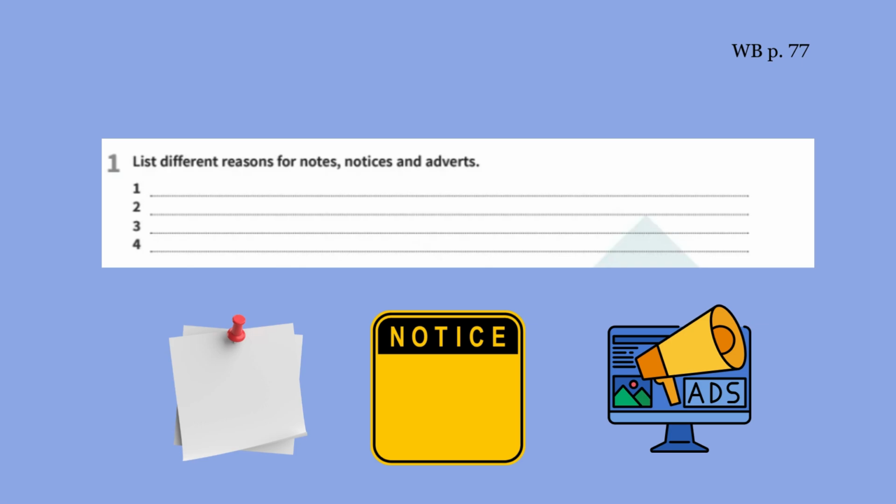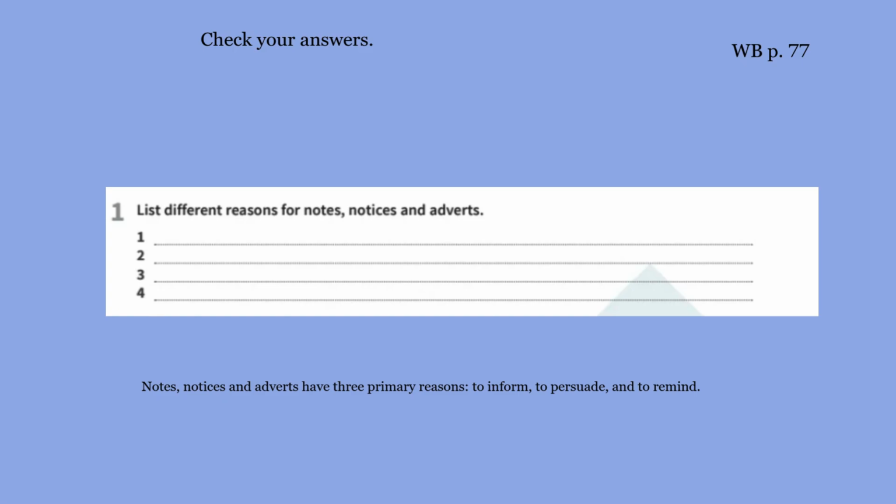Now it's time to do exercises in the workbook. Find page 77 and let's start with exercise 1. List different reasons for notes, notices, and adverts. Pause the video and give your response. Let's check your answers. Notes, notices, and adverts have 3 primary reasons: to inform, to persuade, and to remind. What reasons can you add?